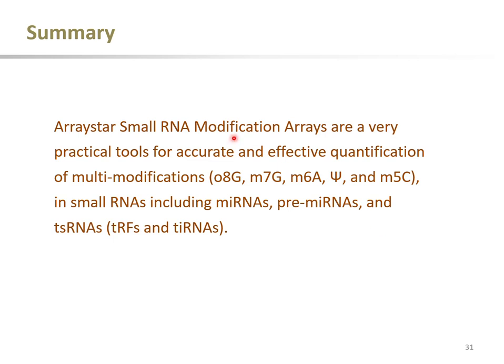To summarize, Arraystar small RNA modification arrays are a very practical tool for accurate and effective quantification of multiple modifications, such as O6mG, m7G, m6A, pseudouridine, and m5C, in small RNA classes including microRNAs, pre-microRNAs, tsRNAs, namely tRFs and tRNAs.